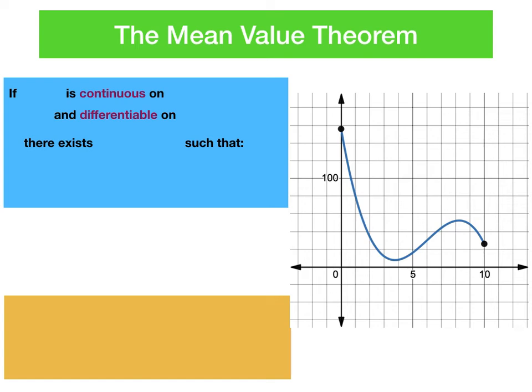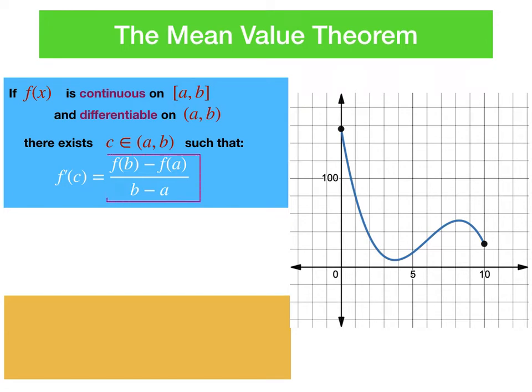In this short video, we'll learn about the mean value theorem. The theorem says, if a function f of x is continuous on a closed interval from a to b and differentiable on an open interval from a to b, then you can find a point c on the open interval from a to b that satisfies the derivative at that point c equals f of b minus f of a divided by b minus a.